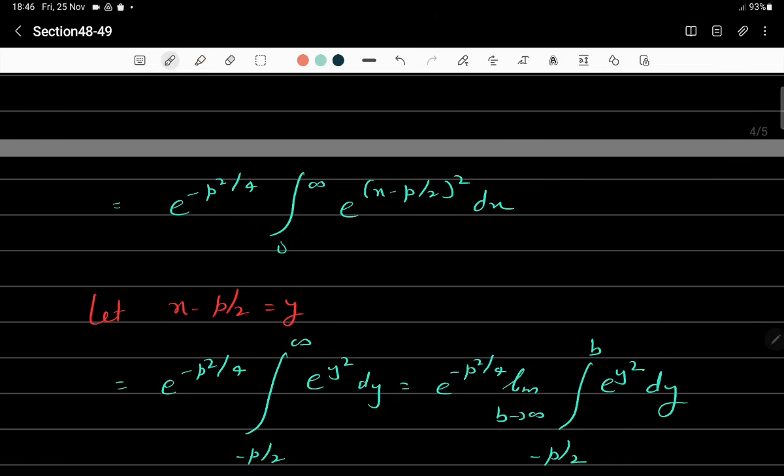Now e raised to power y square is an increasing function, so from there you can directly say that this limit as b tends to infinity does not exist, and it means Laplace of e raised to the power x square does not exist.